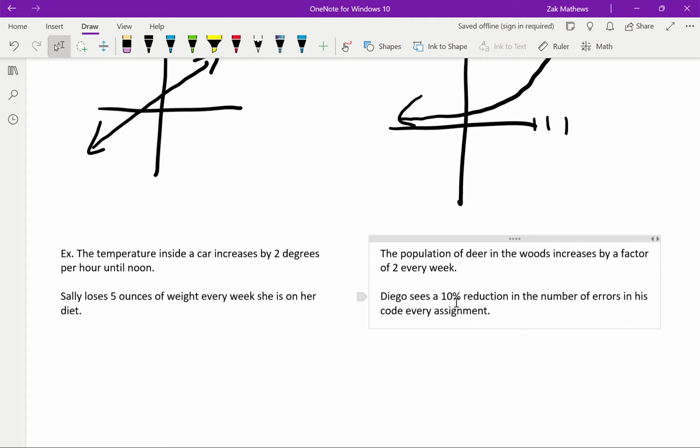So again, what we want to be looking for is every unit of time, how is that change occurring? Is it by a set number, X units? However, whatever our unit is, ounces, degrees, pounds, inches, is that occurring by a set unit, or do we see a percentage or a factor increase or decrease?